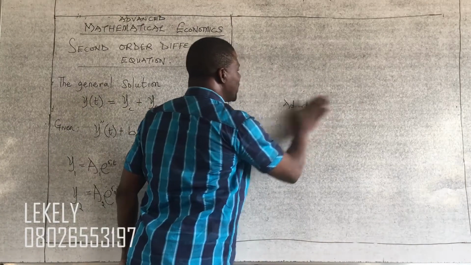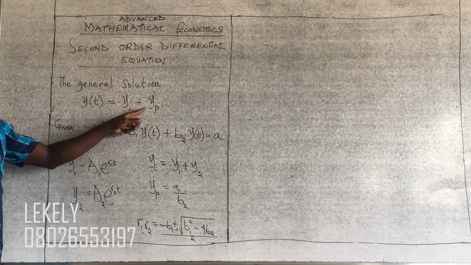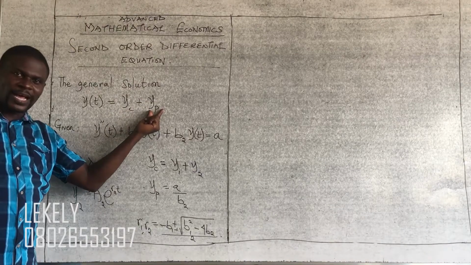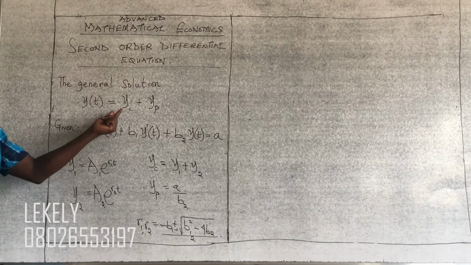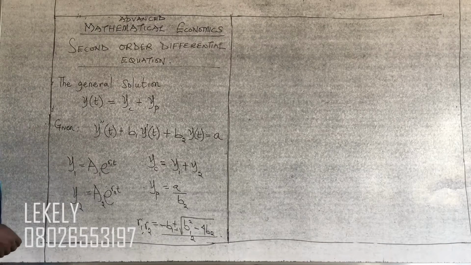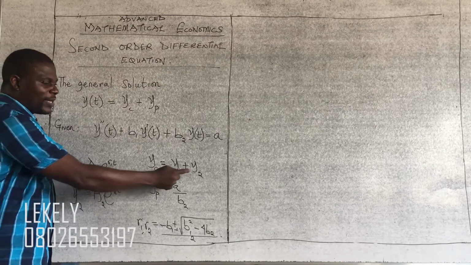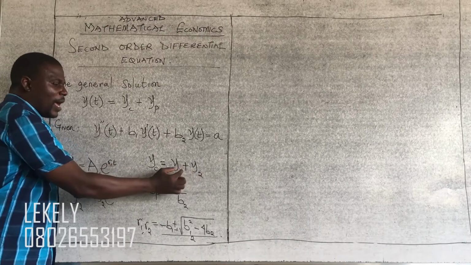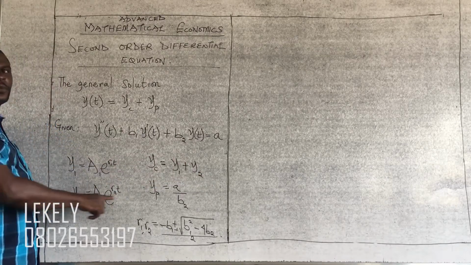Now, the general solution for second order differential equation is this. So our yt equals yc plus yp. Yc is the complementary function and yp is the particular function. So c is complementary, p means particular. Your general solution is always the addition of the complementary function and the particular function. Then your complementary function, which is yc, is always y1 plus y2. And how do you get your y1? This is your y1. How do you get your y2? This is the formula for your y2.